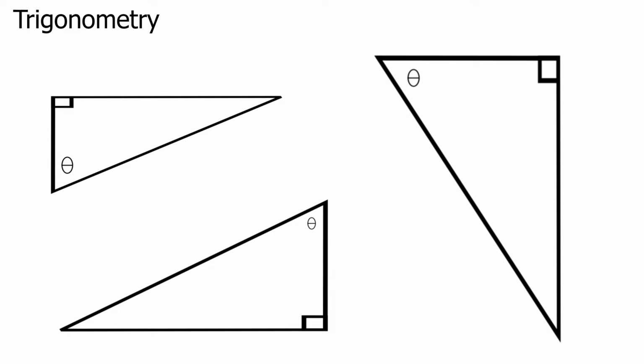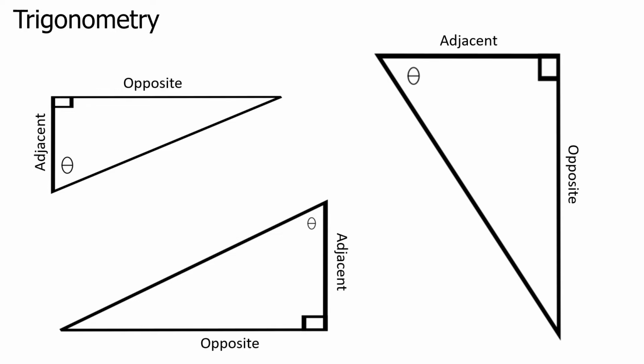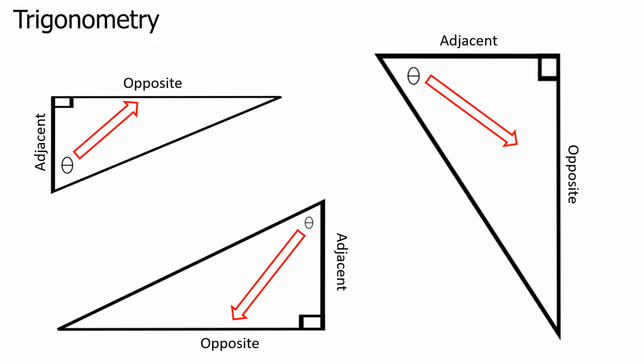Okay, your turn. Pause the video now and make a sketch and see if you can name the opposite and adjacent lengths or sides of these triangles. How did you go? As we can see, the opposite side is directly opposite the angle, and the adjacent side is next to the angle. And yes, that's the side that leads directly to the 90-degree corner.